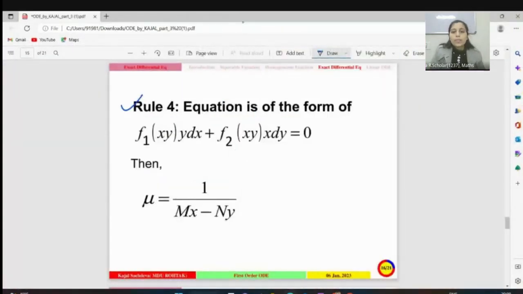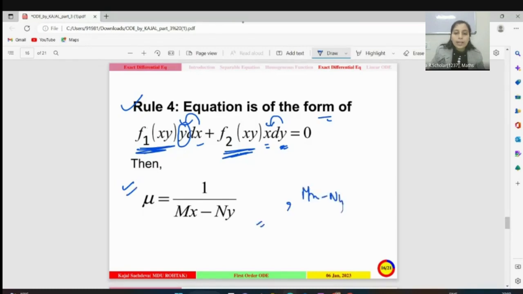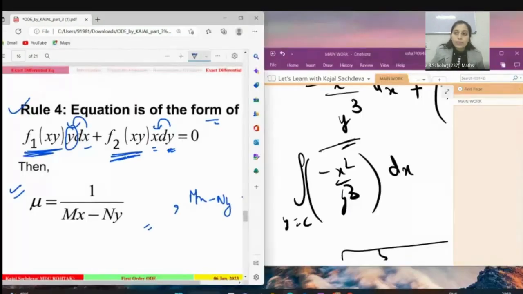Now rule number 4 is: if the equation is of the form some function of xy into y dx plus another function of xy into x dy, where we separate dx with y to the power 1 and the remaining part is a function of xy, and with dy, x raised to power 1 and the remaining part is another function of xy. In this situation, we can have an integrating factor of the form 1 upon (Mx minus Ny), provided that Mx minus Ny is not equal to 0. So let's have a question on this rule.